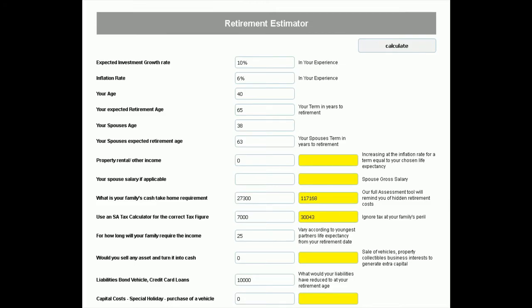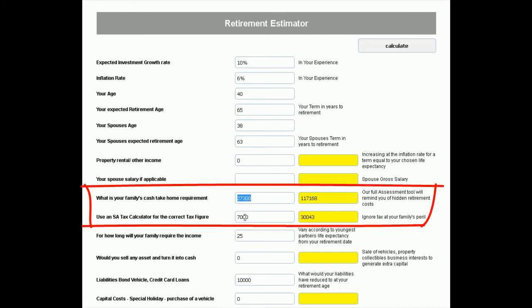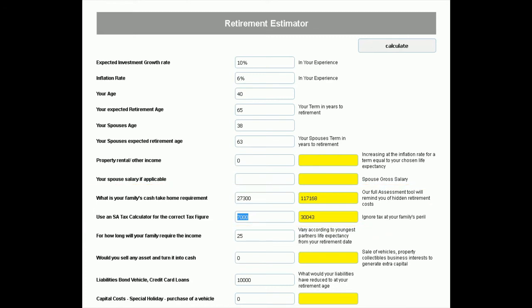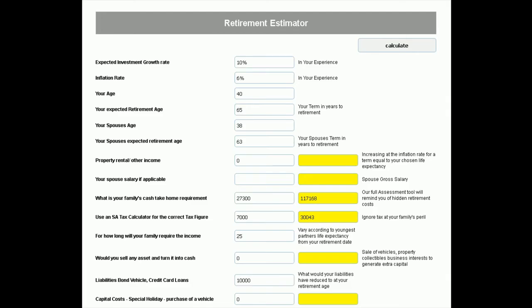The take-home cash requirement is the net income required. We have kept the tax field separate to demonstrate that tax is a moving target. When and if you change the income cash requirement, the tax payable must be adjusted too. These figures will be added together and form part of the gross requirement in the final analysis at the bottom of this page. There are also two more things that I would like to bring to your attention about this tax field in the retirement estimator.